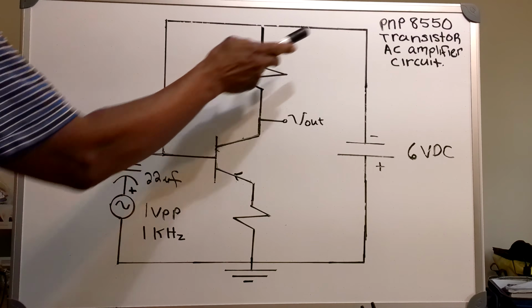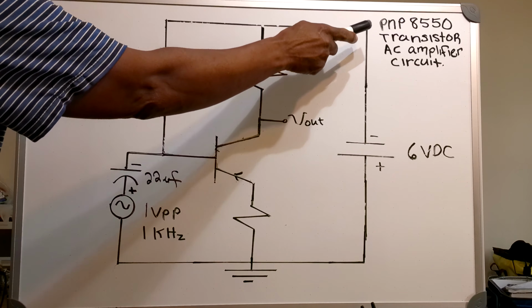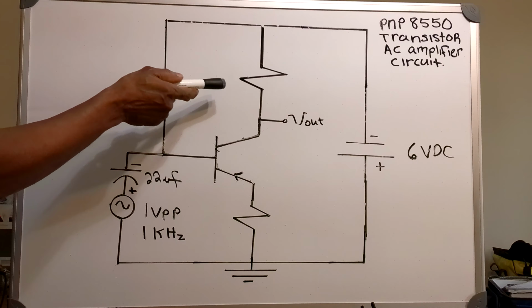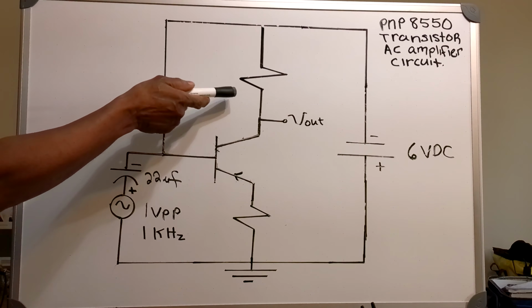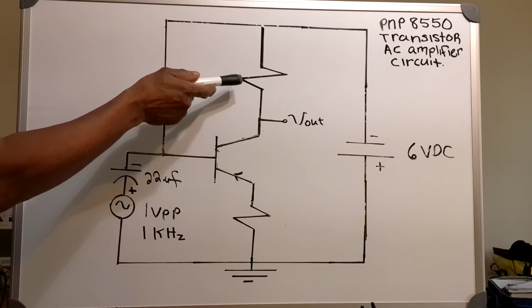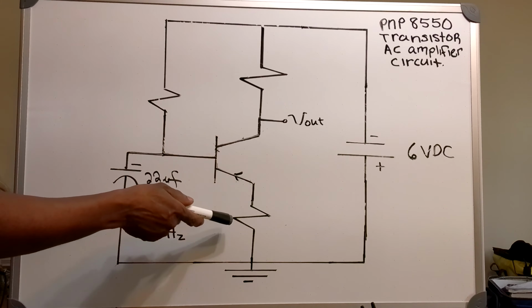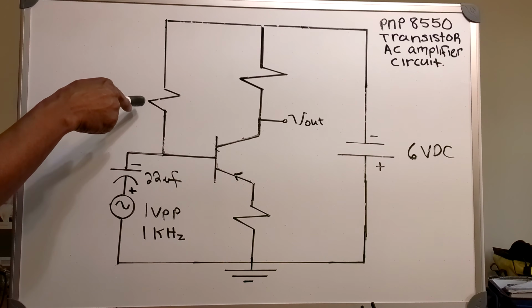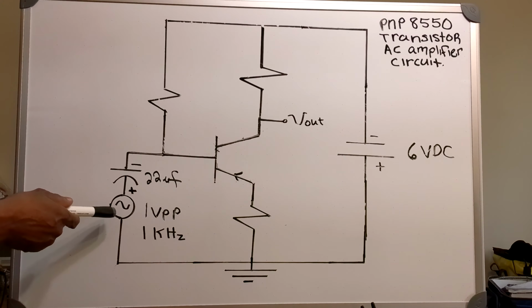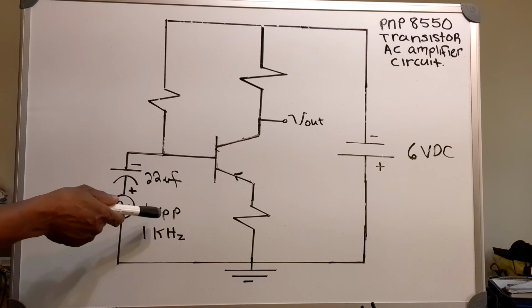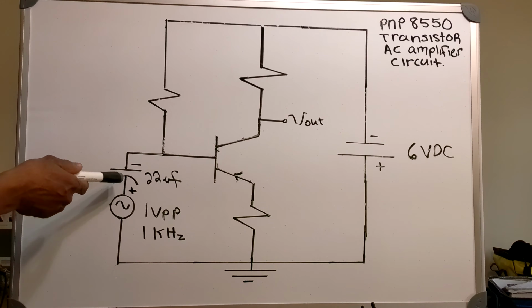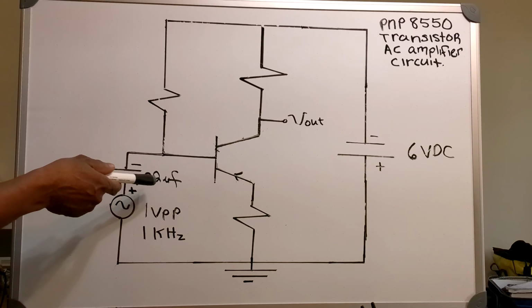Now in this video, I've got the PNP 8550 transistor AC amplifier circuit. Now on the collector side of the transistor, I'm going to have a resistor. On the emitter side, I've got a resistor. On the base side, I've got a resistor. On the input, I've got a 1 volt peak-to-peak 1 kilohertz sine wave signal in series with a 22 microfarad capacitor.